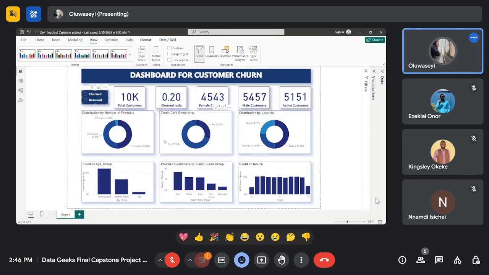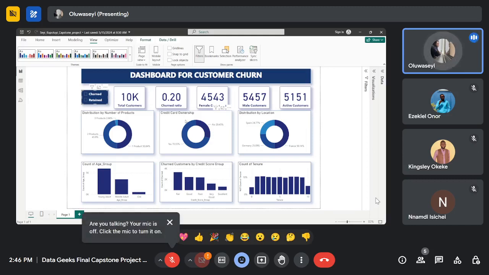Very important. Then about credit card ownership, there's a very large gap between those that have a credit card and those that don't. Those that have a credit card stand above 70%, while those that don't have is about 29%, which is a very huge gap. And we're going to see if this affects the churn rate or not.